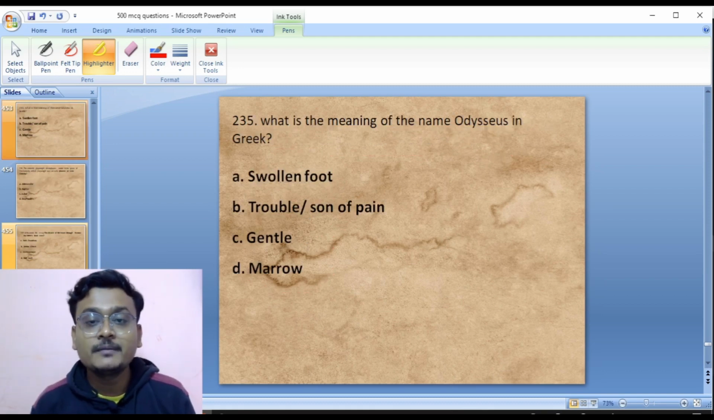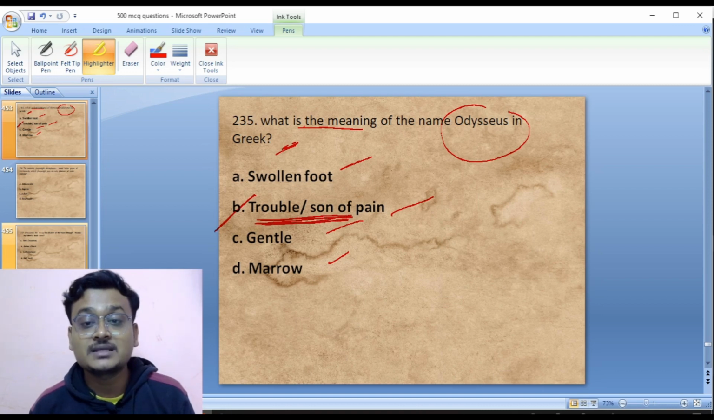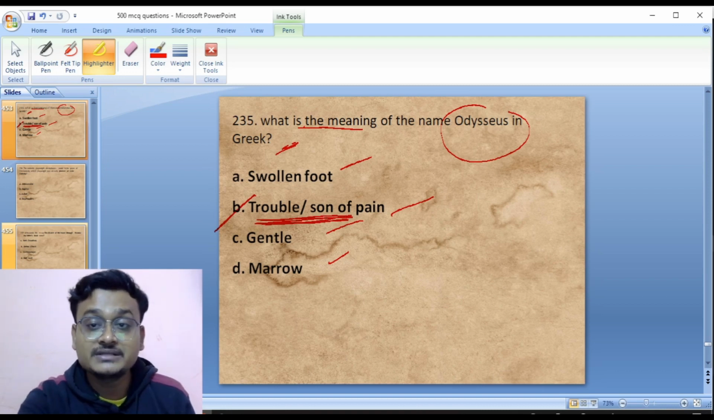Now move to question number 235. What is the meaning of the name Odysseus in Greek? This is travel, son of pain. It means travel or son of pain. Son of pain is the meaning of Odysseus in Greek.